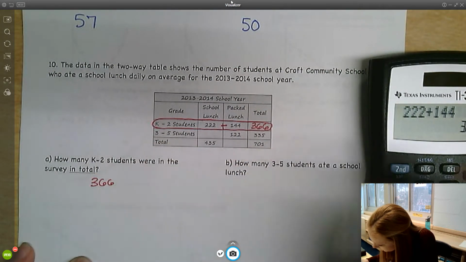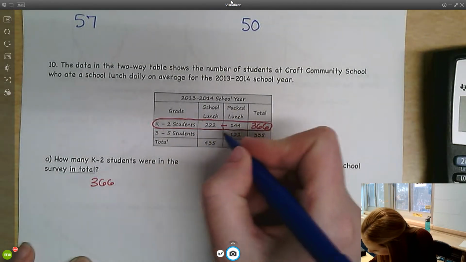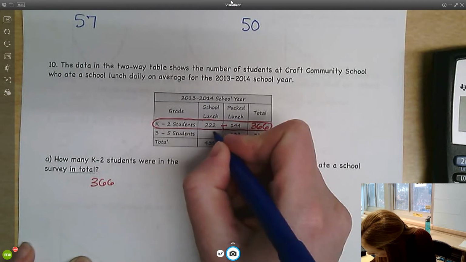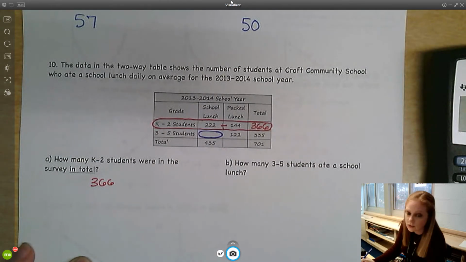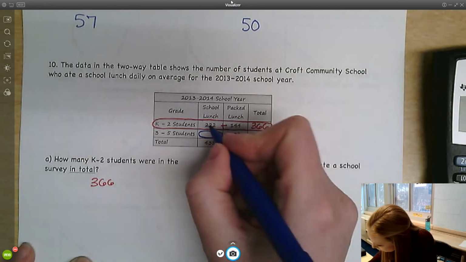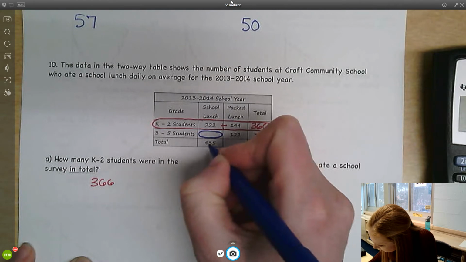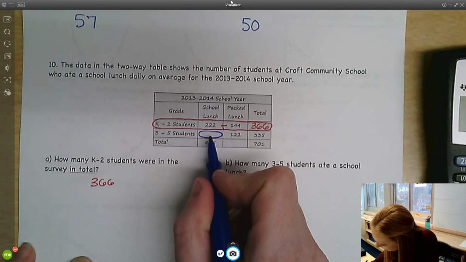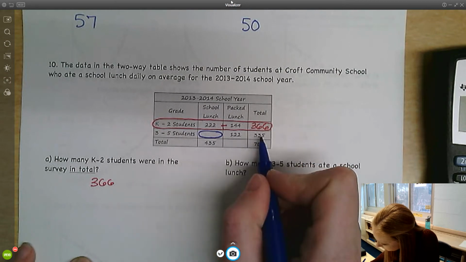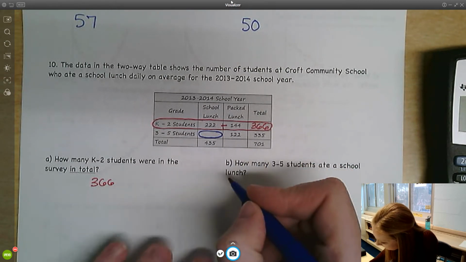total K-2 students. And then how many 3 to 5 students ate a school lunch? So let's go to our 3 to 5 students. We're going to want this information right here, 3 to 5 who ate a school lunch. So to figure that out, we know 222 plus whatever this is will add up to our 435 students who ate a school lunch. Or you could look at it as this number plus 122 will equal your 335 total K-5 students. So let's do both.